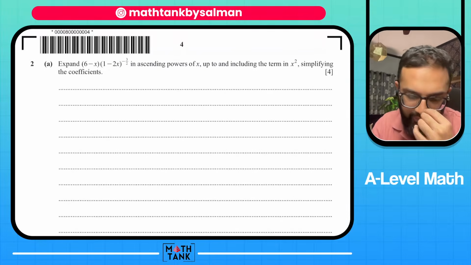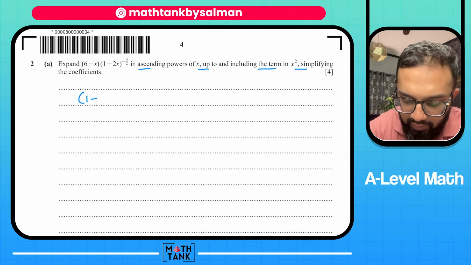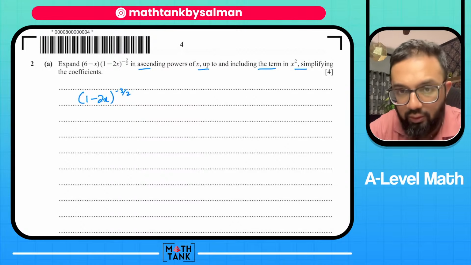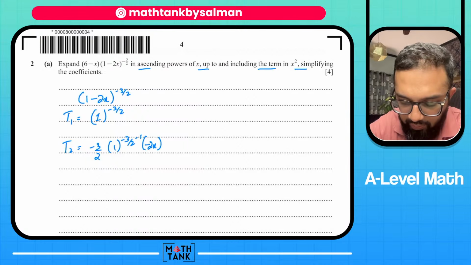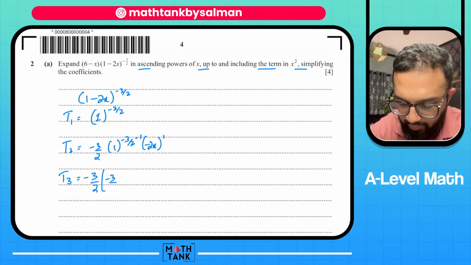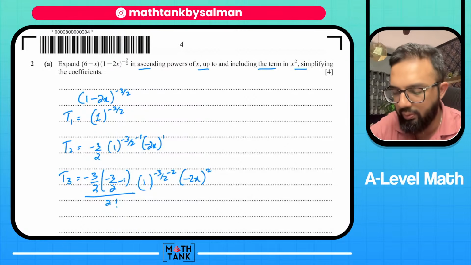Question number 2 is about expanding in ascending powers of x up to and including the term in x squared. So I will pick this up. Now I have a formula that gets me all the terms directly. So I'm just going to mentally start applying that formula. Then I have n a n minus 1, minus 2x power 1, and term number 3 is minus 3 over 2 into minus 3 over 2 minus 1 divided by 2 factorial, minus 3 over 2 minus 2 and minus 2x squared.